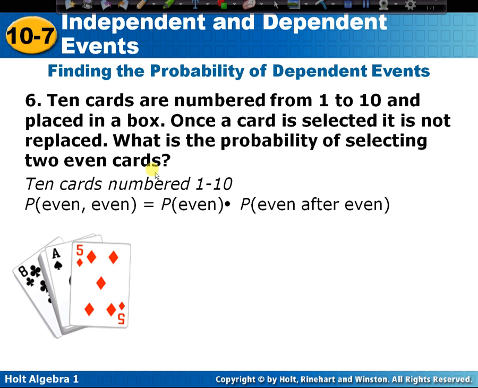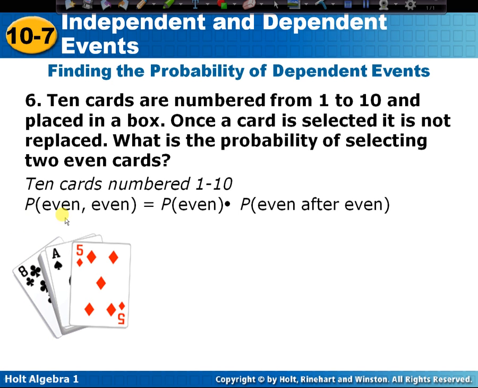So you need to write 10 cards numbered 1 through 10 to tell what it's about. That way you don't have to write this entire thing. You just write 10 cards numbered 1 through 10. And the picture here is kind of deceiving. We're just saying that we're taking cards and placing numbers 1 through 10 on them. We're not doing the whole ace, diamond, all that stuff.